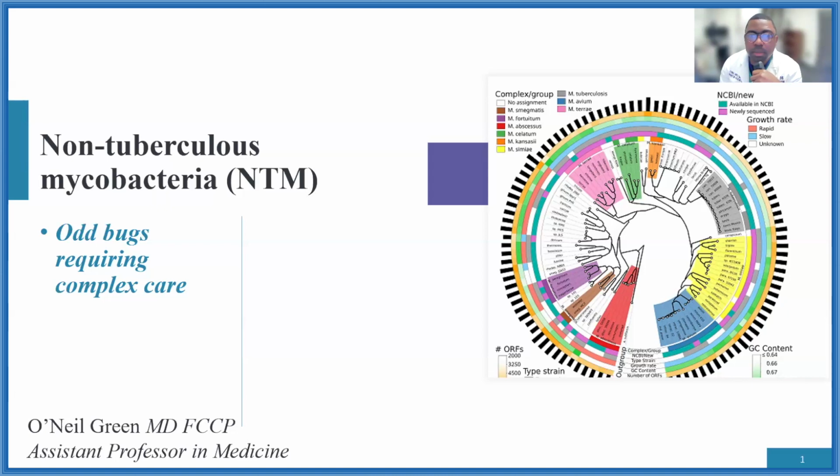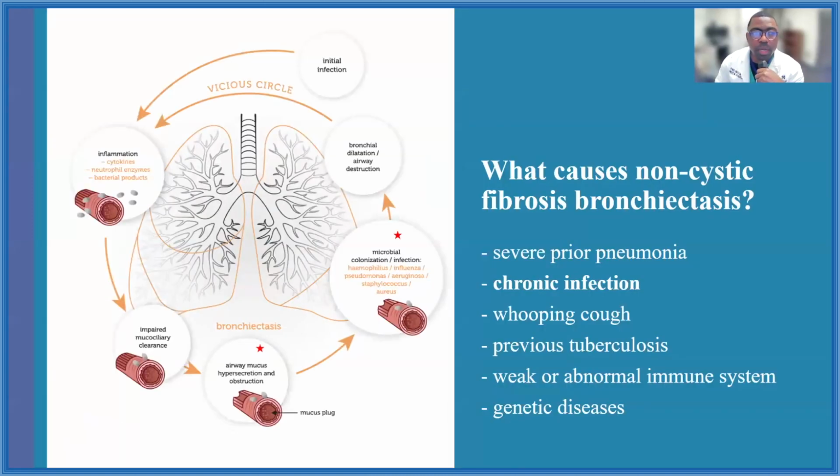But the non-tuberculous mycobacteria are pretty odd bugs and require some thought and do take up a fair bit of time because the care is somewhat complex. I wanted to reprise Dr. Cole's vicious circle. In the 1980s, Dr. Cole constructed this rather elegant explanation for bronchiectasis, and we're focusing on non-cystic fibrosis bronchiectasis this evening. I'm going to call it bronchiectasis for short, and going forward, I'll refer to the non-tuberculous mycobacteria as NTM.